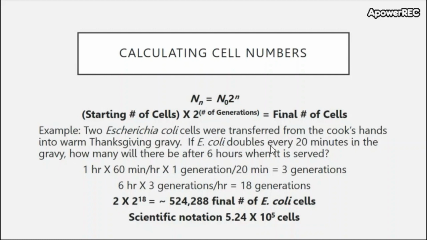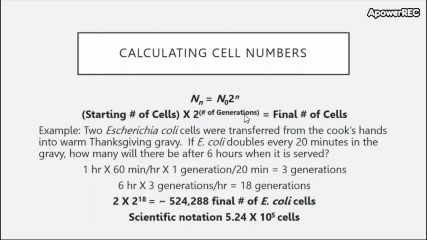If E. coli doubles every 20 minutes in the gravy, how many will there be after 6 hours when it is served? Okay, so we know a few things from this, right? We know the number of starting cells. That is how many? 2. It's 2 E. coli. We know that we're going to multiply that by 2 raised to the number of generations.